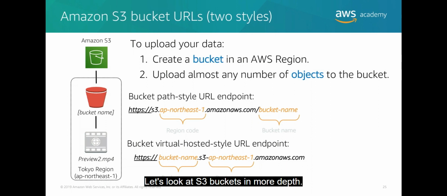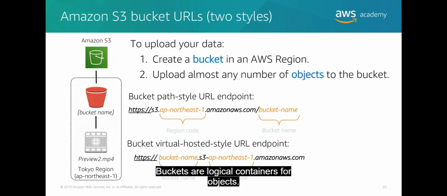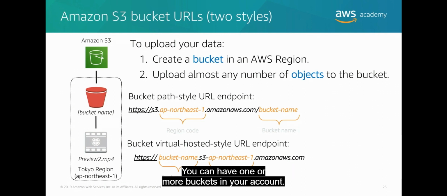Let's look at S3 buckets in more depth. Buckets are logical containers for objects. You can have one or more buckets in your account. You control who can create, delete, and list objects in the bucket. You can view access logs for the bucket and its objects. Also, you can choose the geographical region where your S3 stores the bucket and its contents.